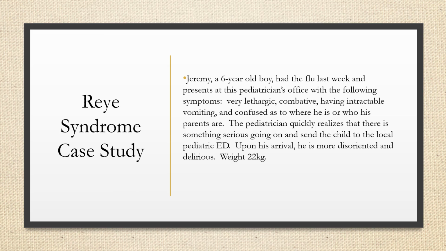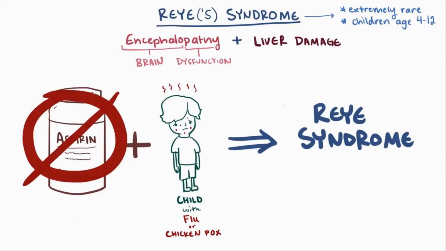His weight is 22 kilograms. So I have a little diagram. Hopefully this will help you remember in your mind some of the features of Reye syndrome here. So encephalopathy, so we have a brain dysfunction with liver damage. It's extremely rare, occurs in children ages 4 to 12. No aspirin plus a child with flu or chickenpox would equal Reye syndrome.